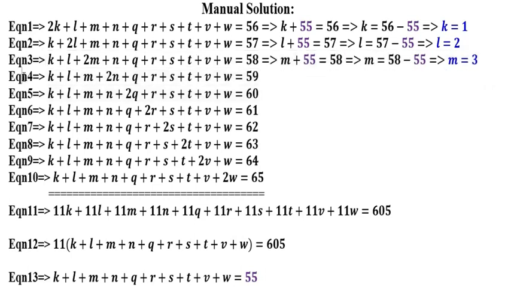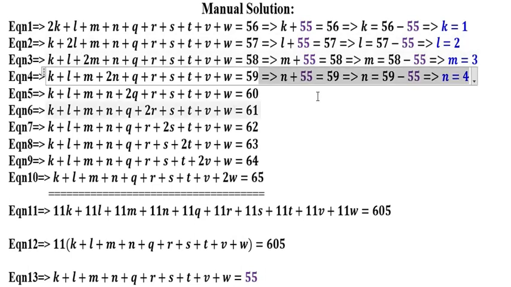Then compare equation 4 with equation number 13. They are the same except equation number 4 has one extra N. That means equation 4 is N plus 55, and it is equal to 59. That means N is 59 minus 55. N equals 4. Then compare equation 5 with equation 13. They are the same except equation 5 has one extra Q.